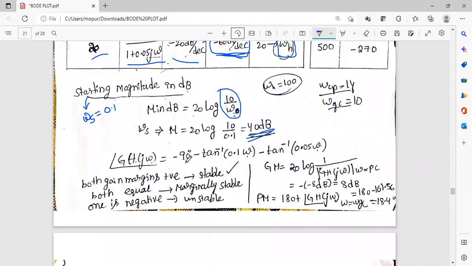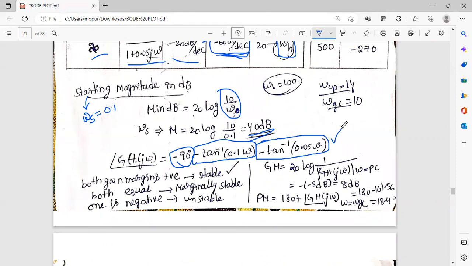So minus 90 corresponds to the phase angle of 1 by s. Minus tan inverse of 0.1 omega corresponds to the phase angle of 1 by (1 plus 0.1 s). And minus tan inverse of 0.05 omega corresponds to the phase angle of 1 by (1 plus 0.05 s). This is the overall phase angle equation.